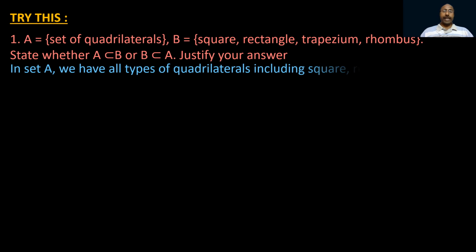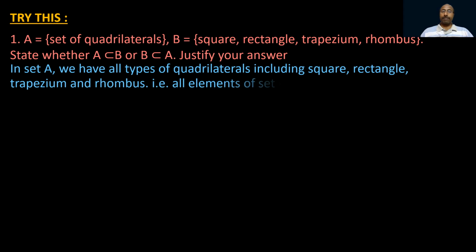So we can write, in set A we have all types of quadrilaterals including square, rectangle, trapezium and rhombus. That is, all elements of set B are present in set A. So B is a subset of A. Okay.